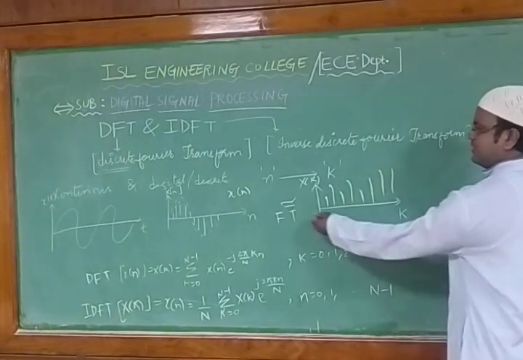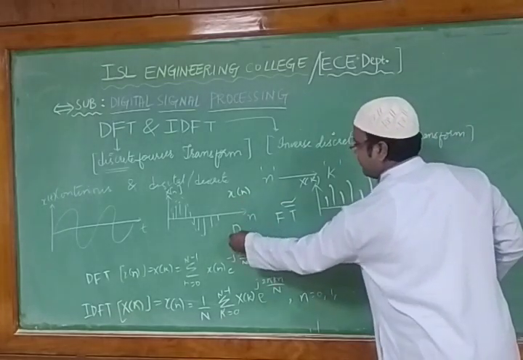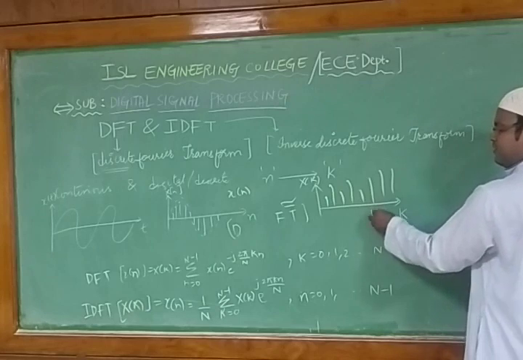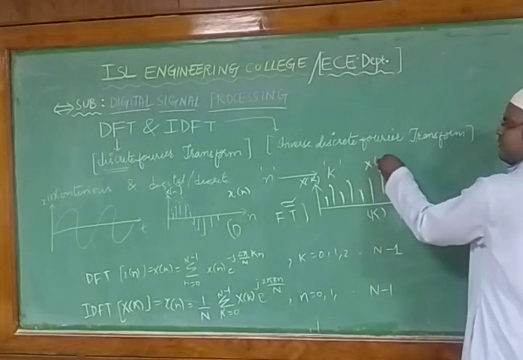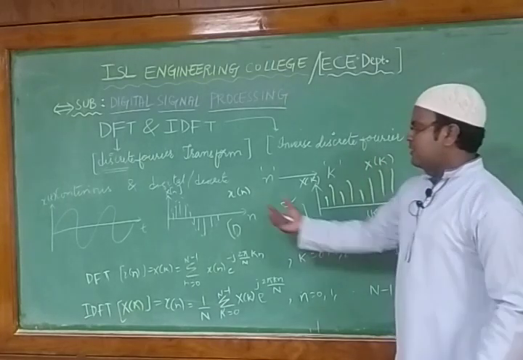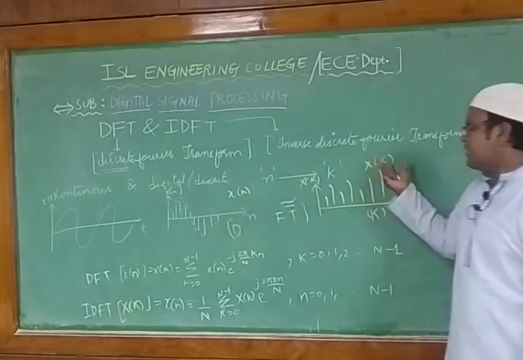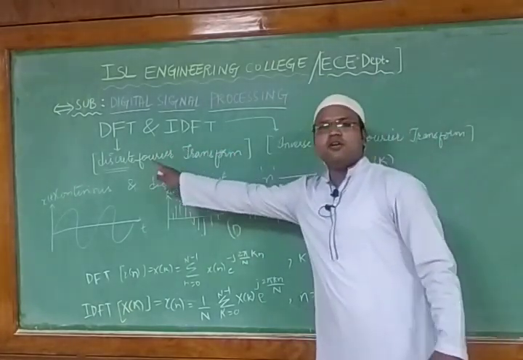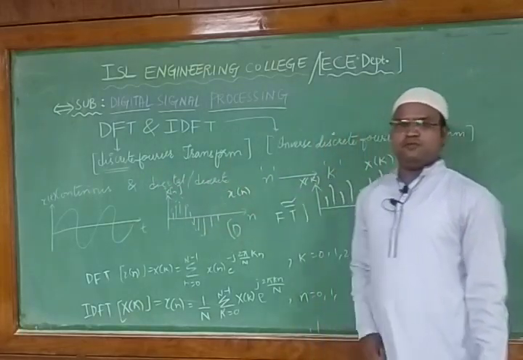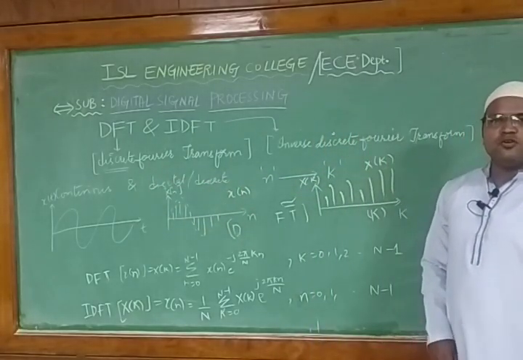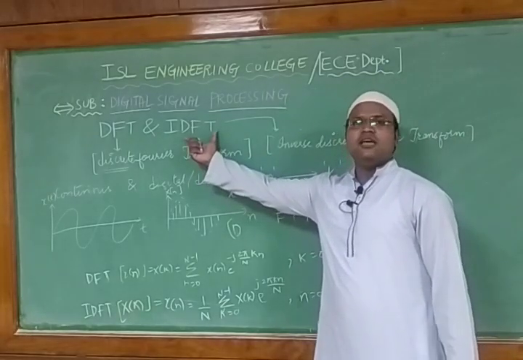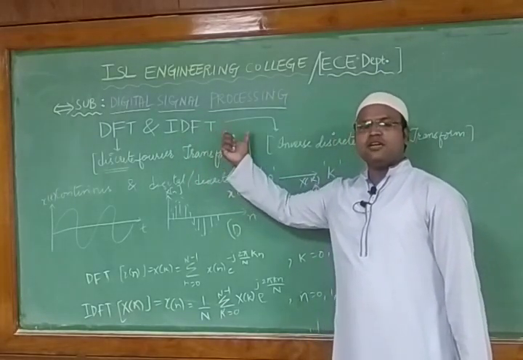So what is this actually? This is nothing but x of n, in discrete form. We take the Fourier transform, the discrete Fourier transform, and convert it into k with a function of x of k. So that indicates this x of n function is converted into x of k. We can do that by applying DFT or discrete Fourier transform. Likewise, if you want to do the inverse operation, that is the reverse of it, then it is called inverse discrete Fourier transform.